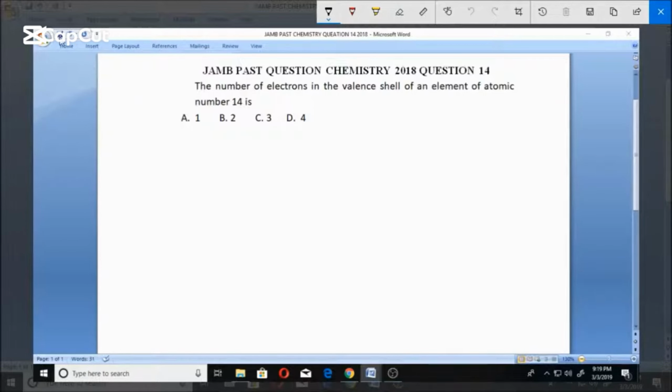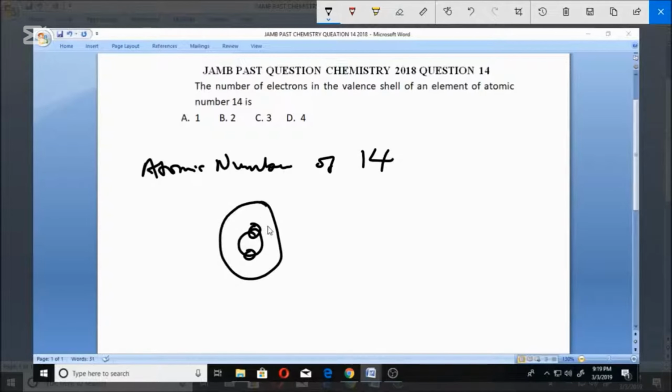4. Now you have to know how to draw the electron shells for the electronic configurations of elements given their atomic number. So now you're given the atomic number of 14 and you're told to draw it in order for you to find the number of valence shell electrons. So you have to have the first electron shell, which normally has just 2 electrons. Then subsequent shells have 8.